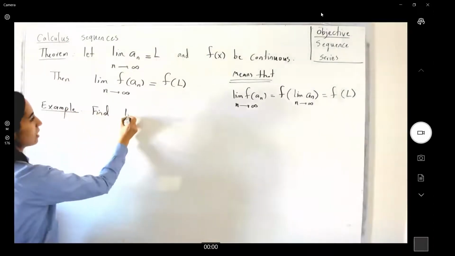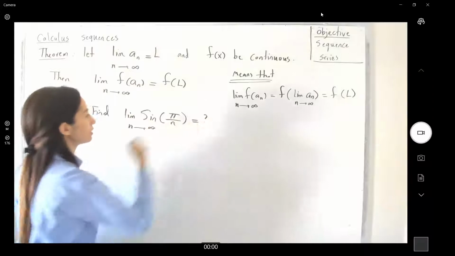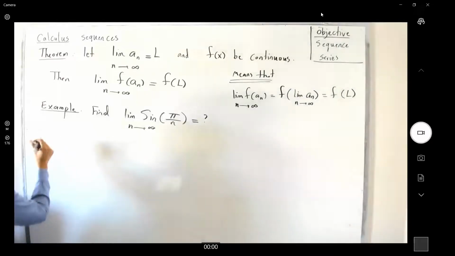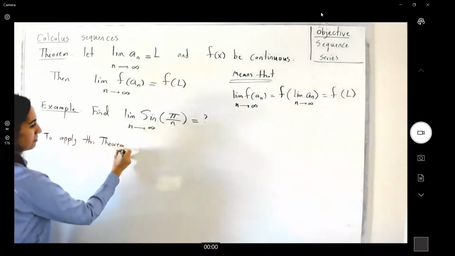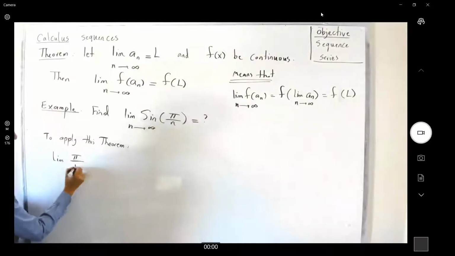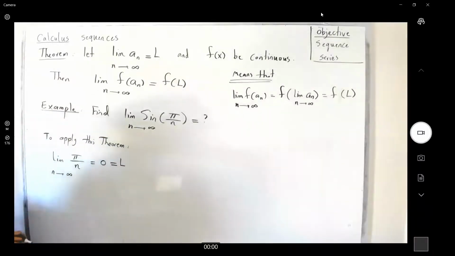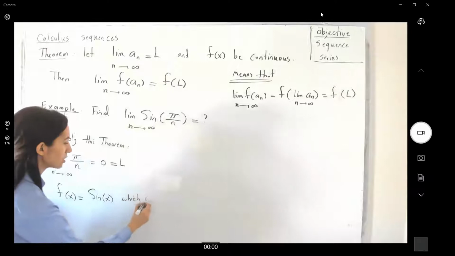find the limit of sine of pi over n while n goes to infinity. Okay, let's see. Can I use this nice theorem that I just learned? I have to check it. To apply this theorem, first check the limit of your sequence. Pi over n while n goes to infinity. Pi over infinity is equal to 0. So it seems like L is equal to 0. Now, what is the function? f of x is equal to sine of x, which is continuous.